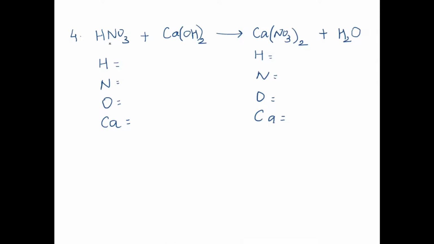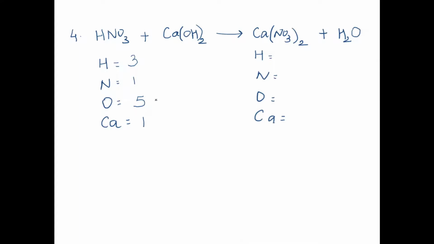so that we can compare and balance. Now see, hydrogen here is 1 and hydrogen here is 2. This bracket means O and H have 2 atoms. So 2 plus 1, now hydrogen has 3 atoms. Nitrogen 1, oxygen 3 and 2, 5. And calcium has 1 atom. Please, this whole twice is only for O and H.